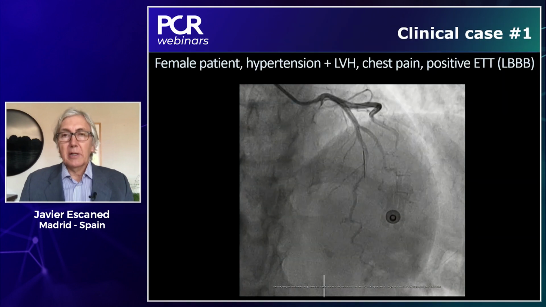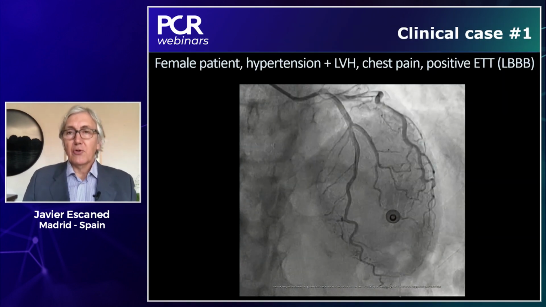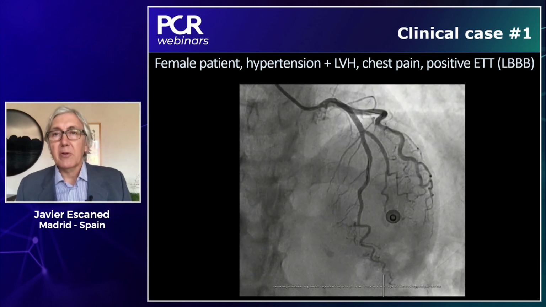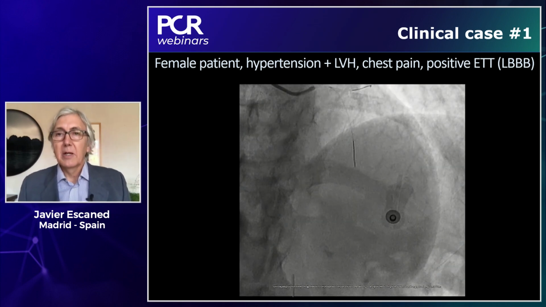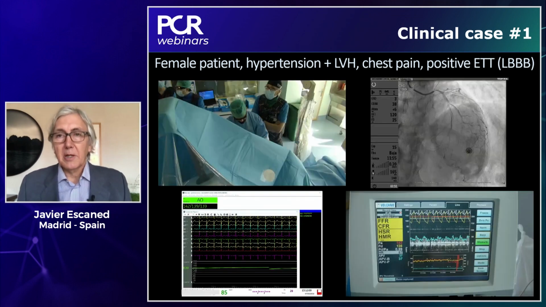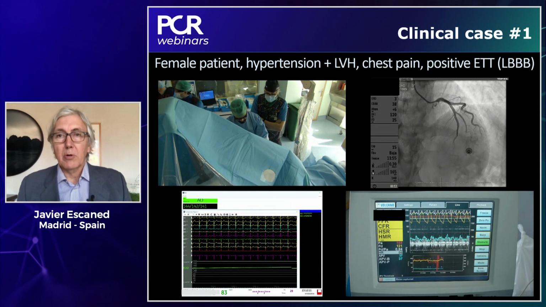Now, in the next slide, I'm going to show you how this translates in a patient. For example, this is a female patient, hypertensive, with left ventricular hypertrophy and chest pain. She had a positive exercise tolerance test. And actually, at the time she had angina, she developed left bundle branch block.